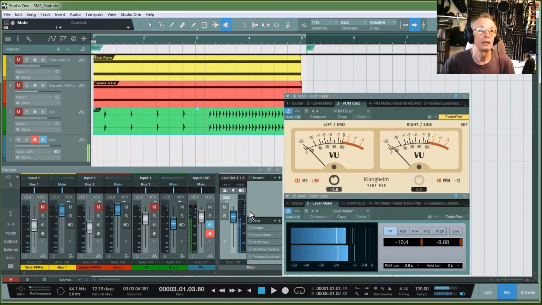But the transient has to be taken account of because of the absolute maximum limit of a digital system, which is 0 dB. Anything over that will be distortion and it will sound horrid.